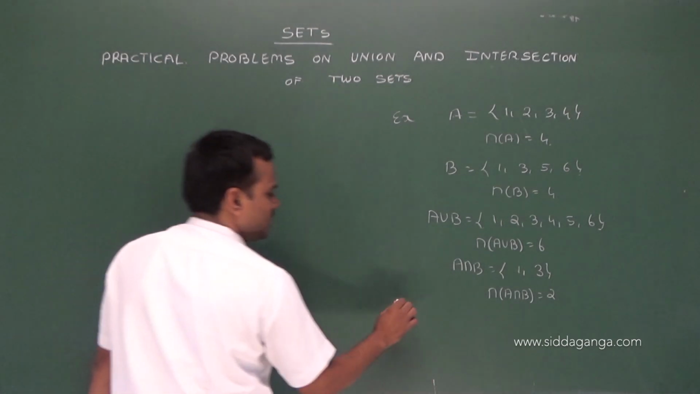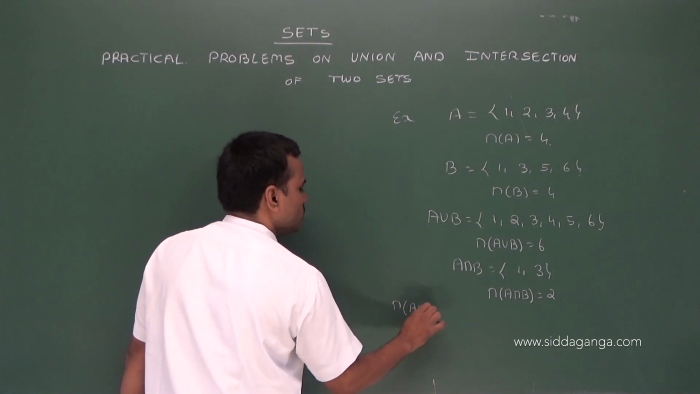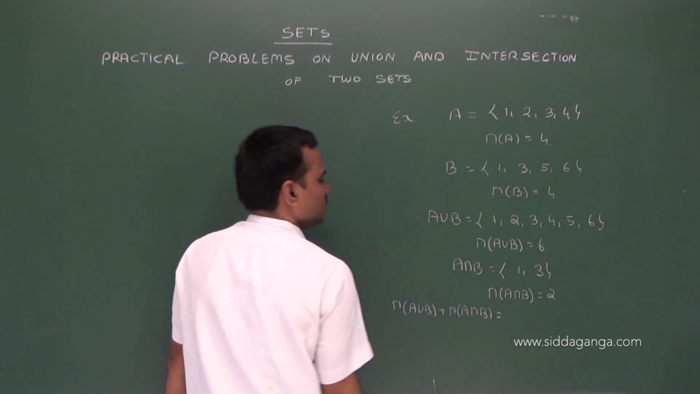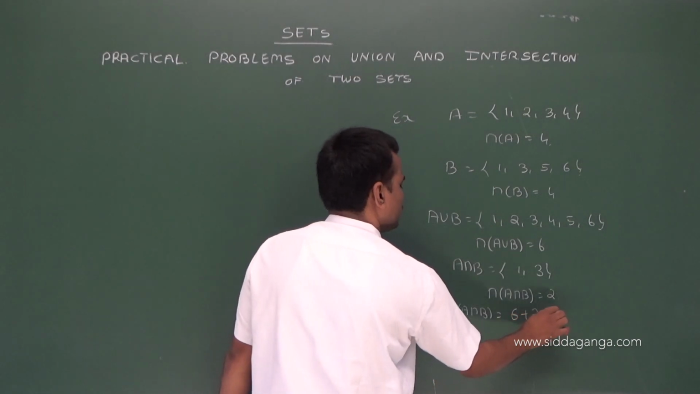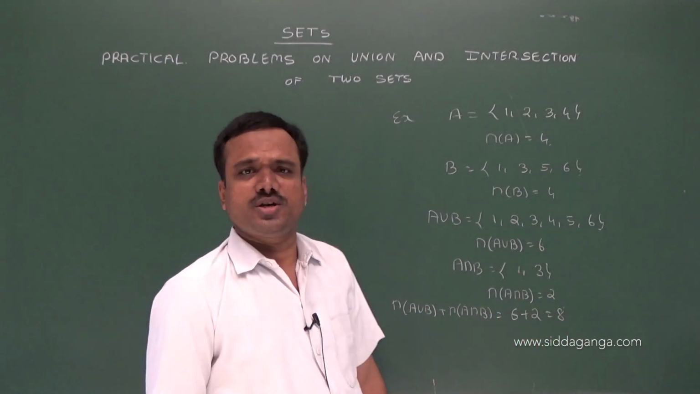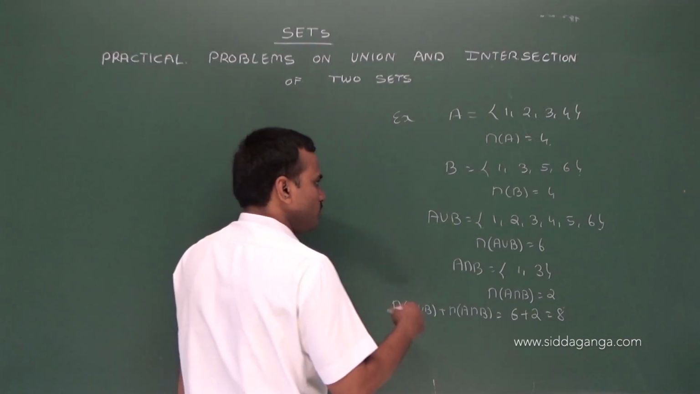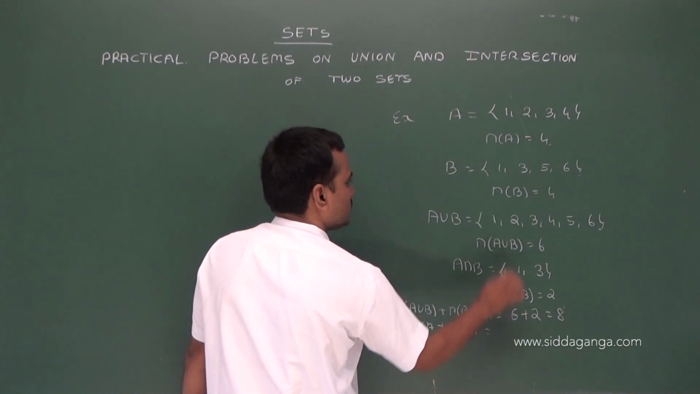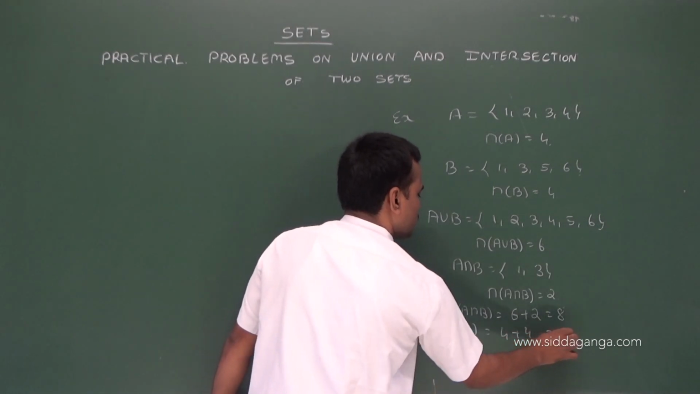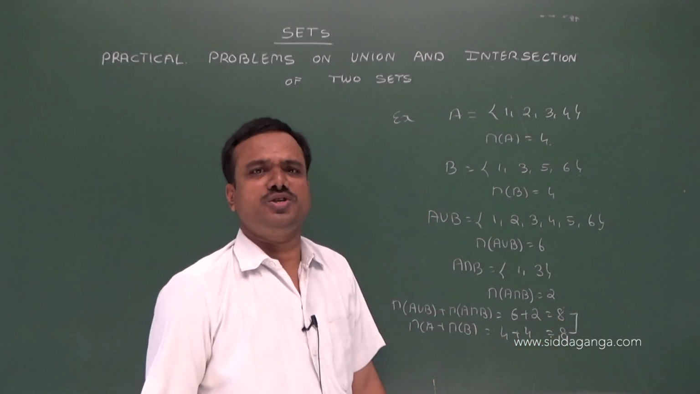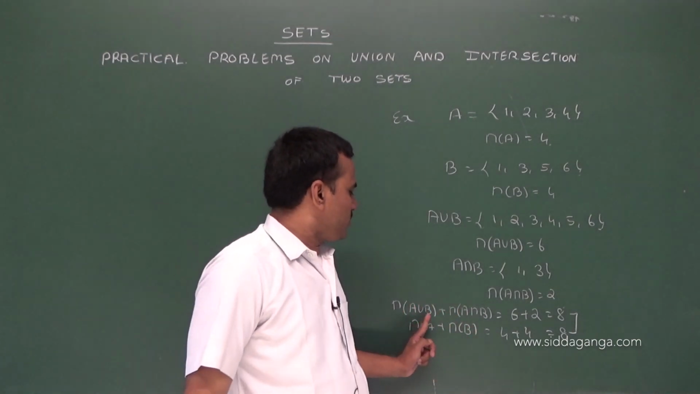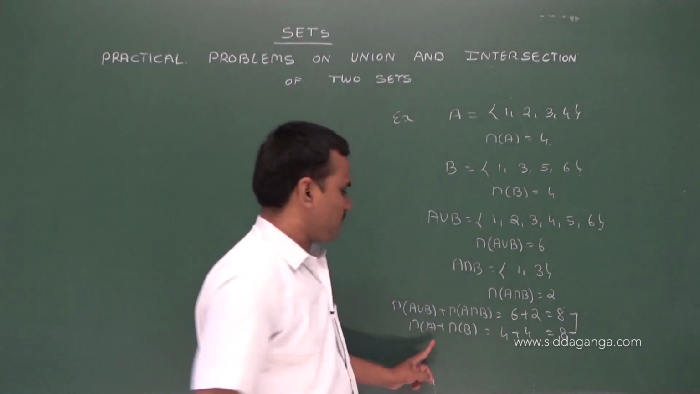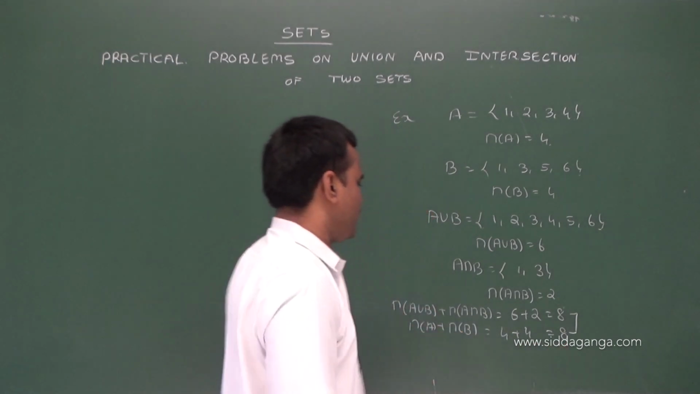So what we do? We add n of A union B plus n of A intersection B. What result did we get? 6 plus 2 is equal to 8. One more, we add n of A plus n of B: 4 plus 4 is equal to 8. Observe these two. n of A union B plus n of A intersection B is 8. n of A plus n of B is also 8.